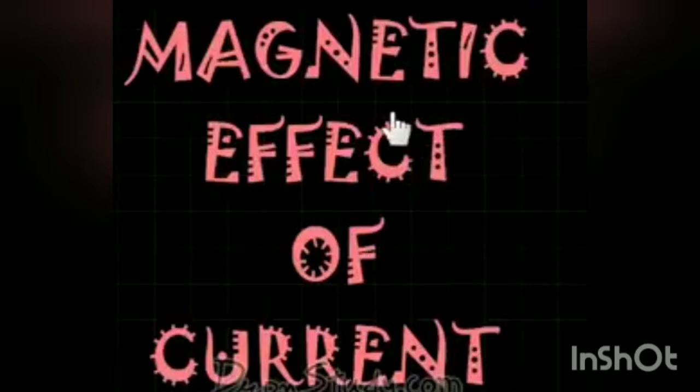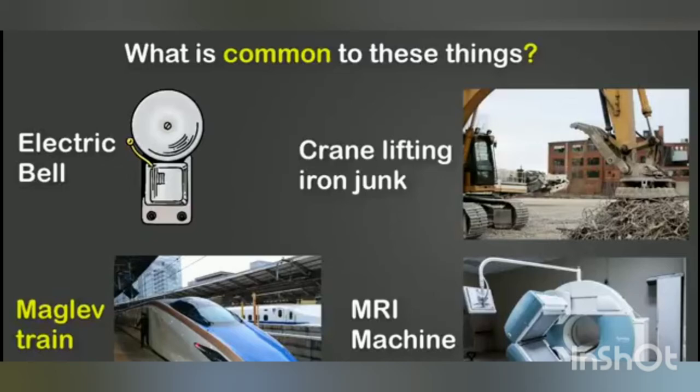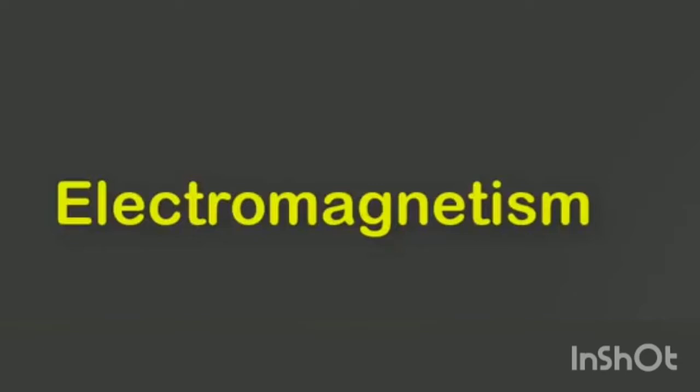So today we are going to learn about the magnetic effects of electric current. So students, here are some pictures. Can you see what is common to all these things? Electric bell, crane lifting iron junk, maglev train and MRI machine. So all these things work on the magnetic effects of the current, that is electromagnetism.